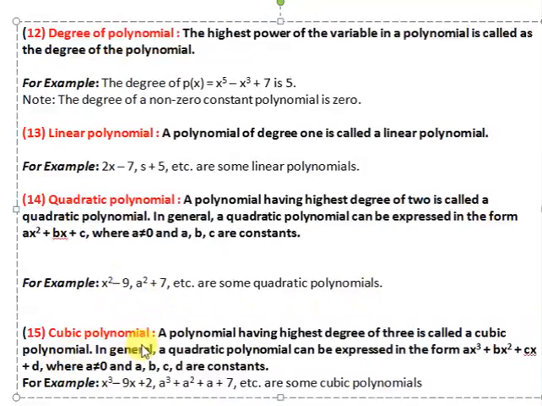And next is cubic polynomial. As the name suggests, a polynomial having degree 3 is called a cubic polynomial. See the example, x cube minus 9x plus 3. Remember, here we don't have to look at the number of terms, we have to see the power of the variable. The highest degree here is 3, so it is a cubic polynomial. Its highest degree is 3, therefore it is also a cubic polynomial.